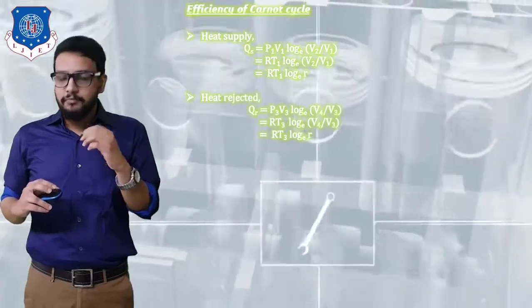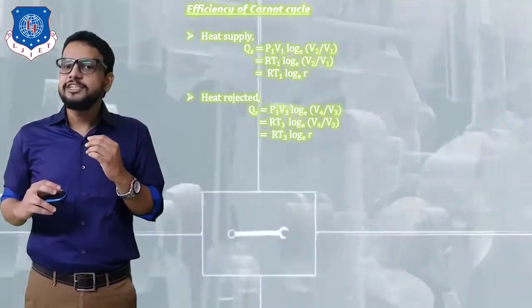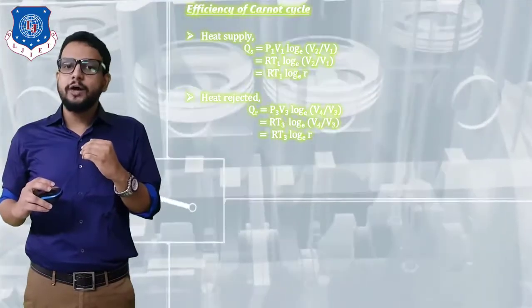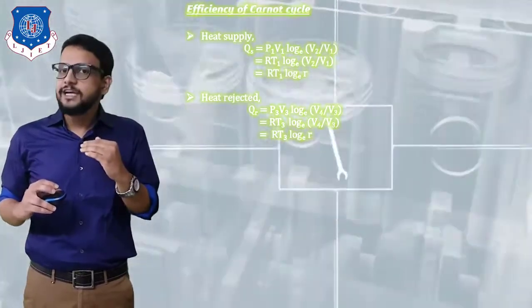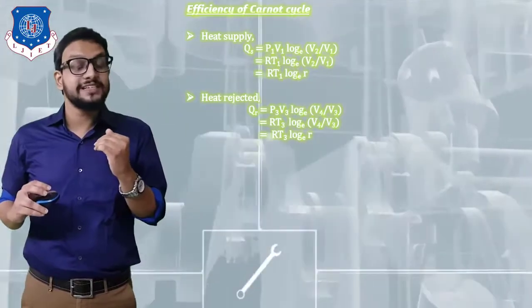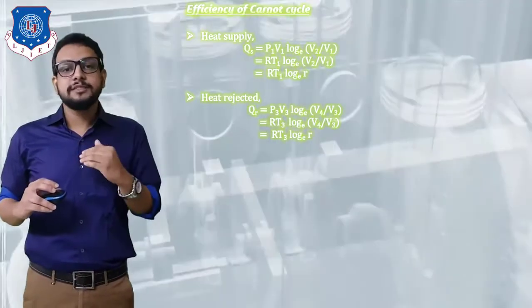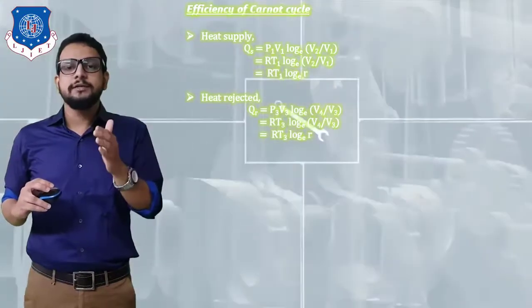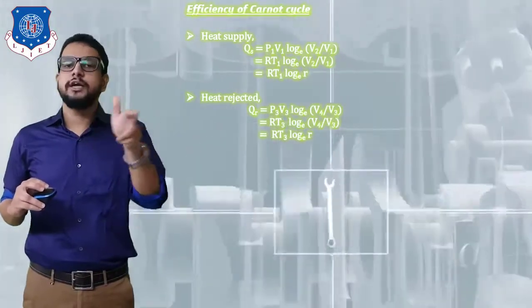Now in the next step, let's determine how much is the heat rejected during this process. So heat rejected is denoted by QR. So QR, again we would say it is rejected during the isothermal compression process, right? So we are going to apply our same formula, that is P3 V3. Now it is from state 3 to state 4, right?